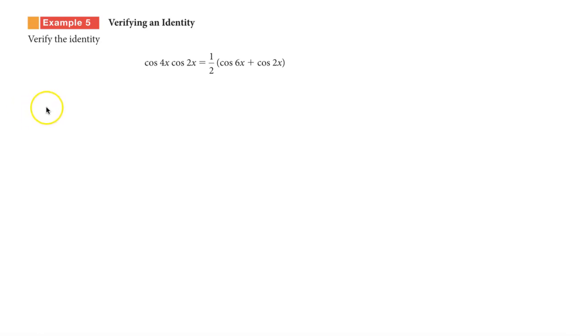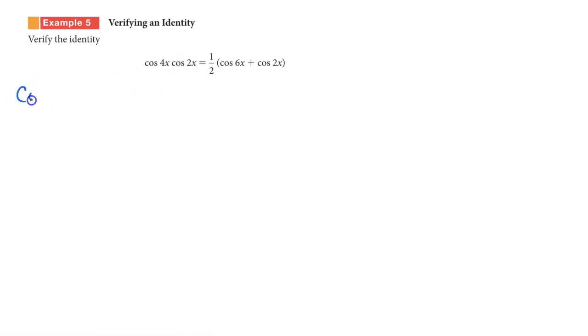So we need to verify this identity. We did that in section 1. So basically we just need to prove that one side equals the other side. So I'm actually going to start with the left side. I kind of like going from the products to the sums. They're just a little simpler. So I'm going to start with cosine 4x, cosine 2x.